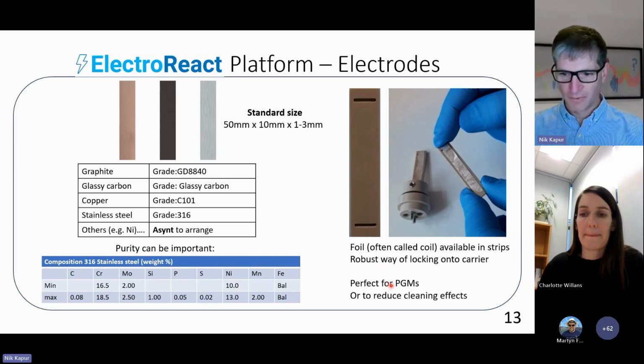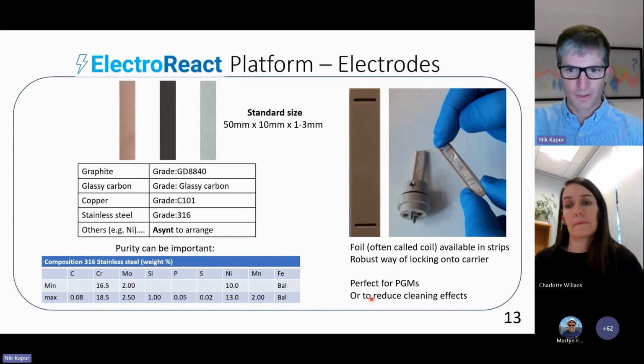So as I've said, that's perfect for your platinum group metals, but it might also be that you have a reaction where there's a buildup of material on the metal surface, and rather than cleaning that off, and the cleaning may be influencing the actual surface of the material that then influences other reactions, you could maybe just use a cheap foil. Things like copper foils, for instance, are readily available and have a high purity. So that could be something of real interest to you.